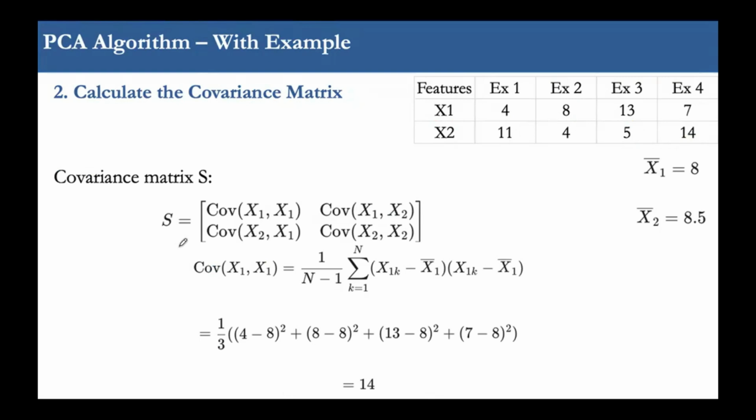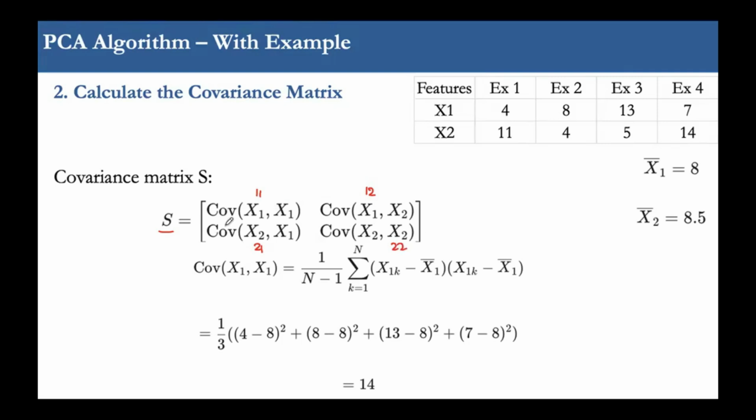So first we will learn what is a covariance matrix. Here the covariance matrix is denoted as S. S is equal to covariance of x1, x1, which is in the position 1, 1. Covariance of x1, x2, which is in the position 1, 2. Then the covariance of x2, x1, that is in the position 2, 1. Then covariance of x2, x2, which is in the position 2, 2.